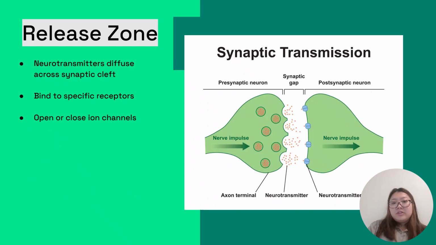At the release zone, neurotransmitters diffuse across the synaptic cleft. This is like messages going across Wi-Fi. They travel through the synaptic cleft. They bind to specific receptors on the postsynaptic membrane. This binding opens or closes ion channels, changing the membrane potential of the receiving neuron.